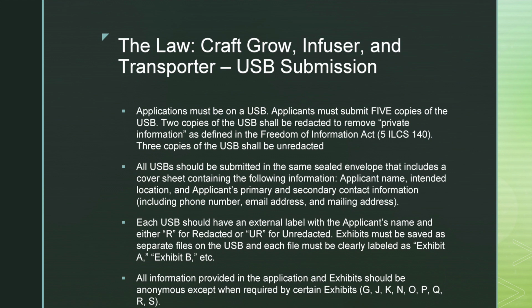All USBs should be submitted in the same sealed envelope that includes a cover sheet which contains the applicant's name, the intended location, and the applicant's primary and secondary contact info, including phone number, email address, and mailing address. Each USB should have an external label with the applicant's name, either R for redacted or UR for unredacted.